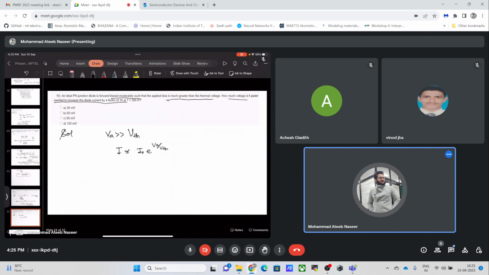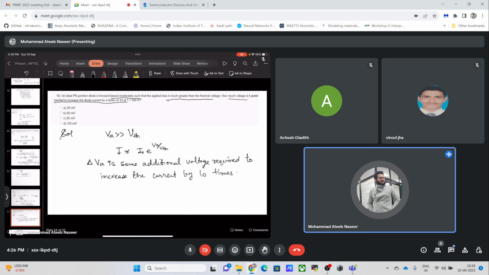So the temperature is 300 Kelvin itself. Now let us say delta VA is some additional voltage required to increase the current by 10 times.